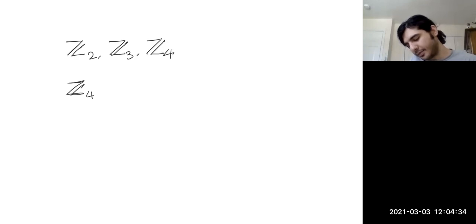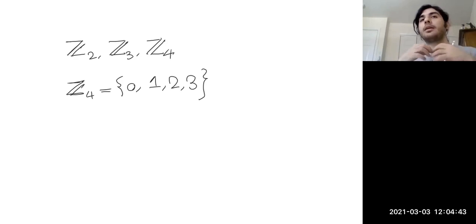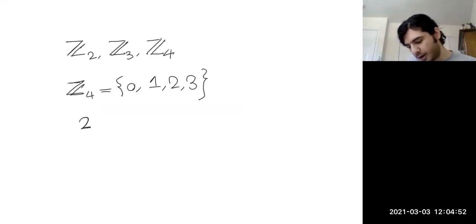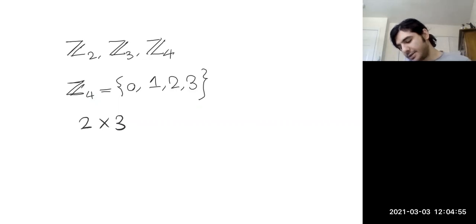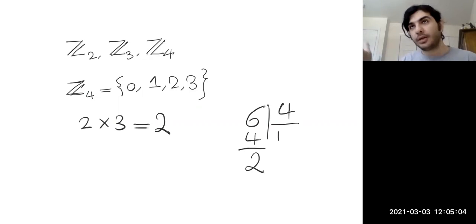So Z2 is a field, Z3 is a field. Let's look at Z4. Is Z4 a field? What is Z4? Z4 is 0, 1, 2, 3. Now, similar to the things we saw before, the addition and multiplication here are defined mod 4. So for example, what is 2 times 3? Well, it's 6, but if I divide 6 by 4, the remainder is 2. So 2 times 3 is 2 here.